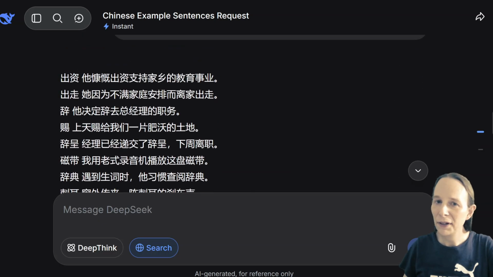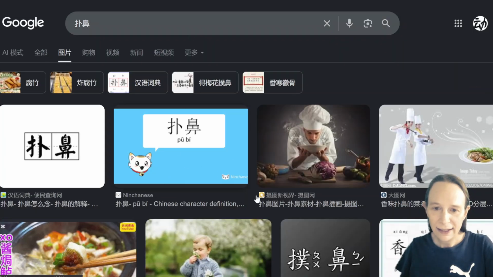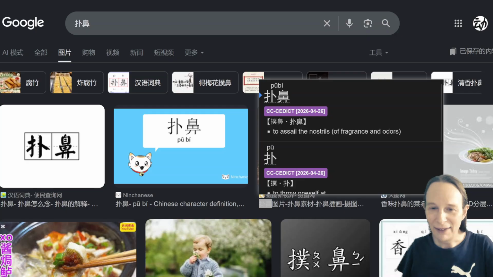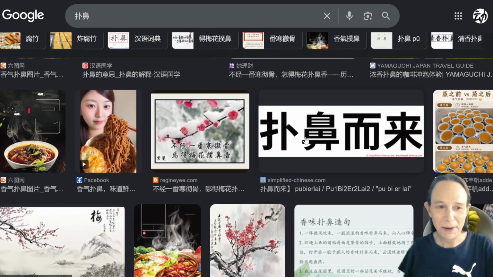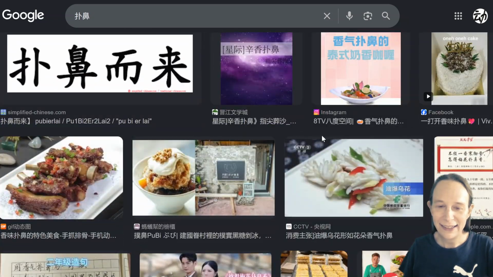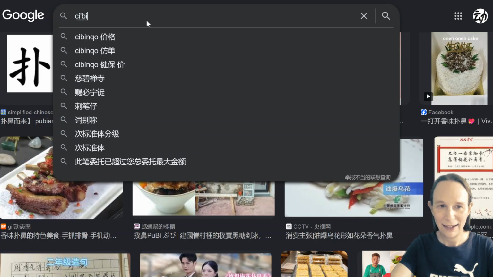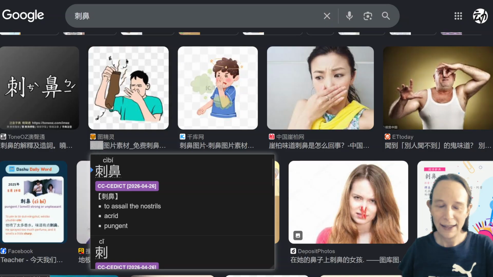One more. Not 刺, but 扑鼻. So instead of 刺鼻, we have 扑鼻, to assail the nostrils. I get the feeling this is more of a pleasant experience, whereas 刺鼻 is more unpleasant.